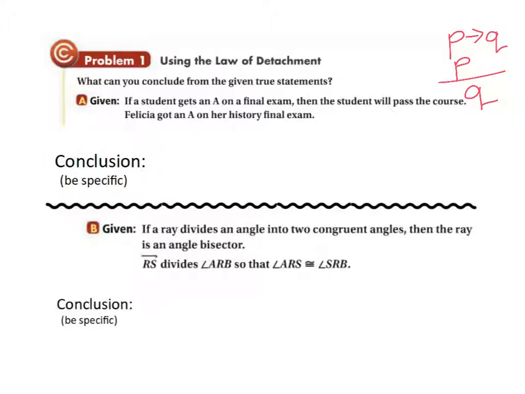All right. If a student gets an A on a final exam, then the student will pass the course. Okay, gets an A on the final is P. Pass the course is Q. So I've got the first part. They gave me the if-then, if P then Q. Did they come back and say P? Felicia got an A on her history final exam. Oh, that is, right? A on the final exam. They came back and gave me P, but we're talking about Felicia. So then I can come back and make a conclusion that Felicia will pass the course.